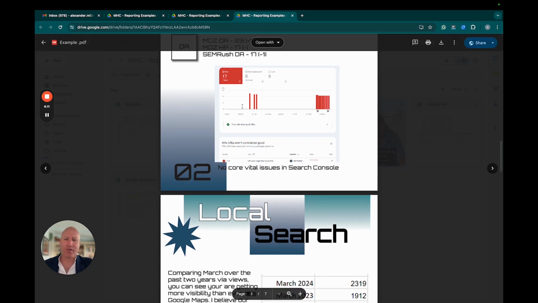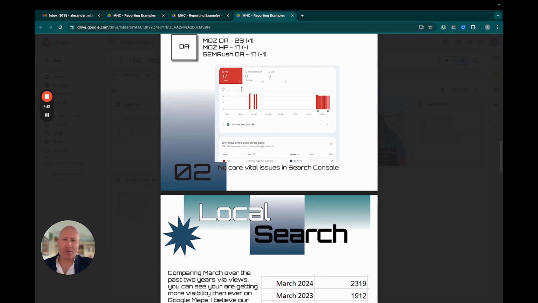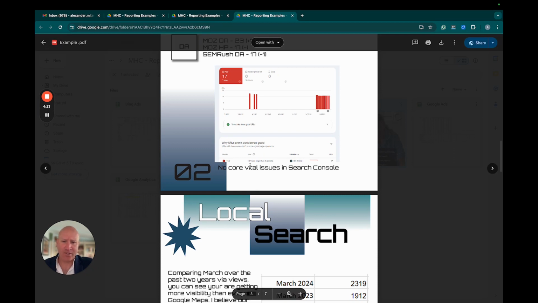Also, here's just a little snapshot of Google Search Console showing core vitals. So I don't know why this says no core vital issues in Search Console. The snapshot we put in here was saying that there were 17 poor URLs that could be improved from a site page experience, from a page loading experience. Really, slow loading speed can really affect your site.